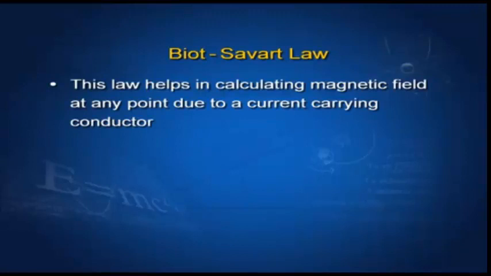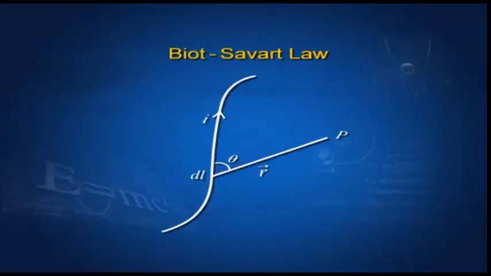Biot-Savart law. This law helps in calculating the magnetic field at any point due to a current carrying conductor. There is a diagram. In this diagram, we have a current carrying conductor. We consider a small element, say dl, carrying current I. There is a point P at a distance r making an angle theta as shown in the diagram.